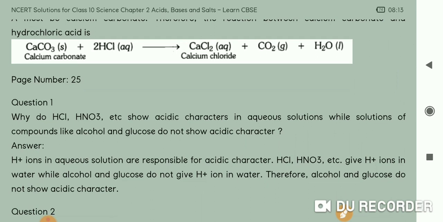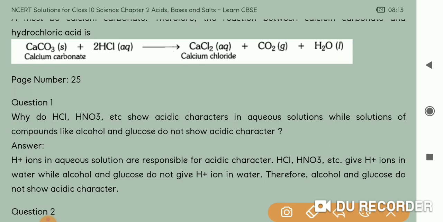Next is on page number 25, question number 1. Why do HCl, HNO3 etc. show acidic characteristics in aqueous solution, while solutions of compounds like alcohol and glucose do not show acidic character? Now see, as you have been given the definition of acids, anything which contains H plus, hydrogen, that is H plus, is called an acid. So here we say that HCl, HNO3, they are acids because they have H plus ions, hydrogen in it.